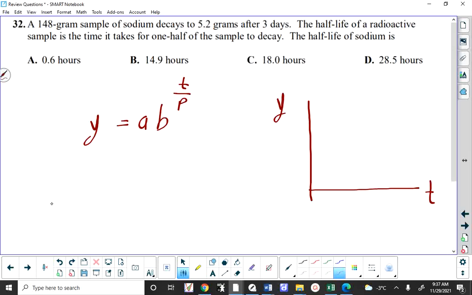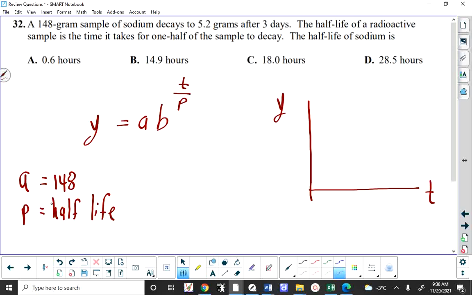A is always the initial amount, which means in this particular case, we start off with 148 grams of something. You're told in this question, and I've talked with you, everybody, about this before, you may not be told the meaning of half-life on a Math 30 diploma exam. So you do actually kind of need to know that half-life is how long it takes for 1/2 of the substance to be remaining or to decay. And what that means in half-life problems is that P is the half-life.